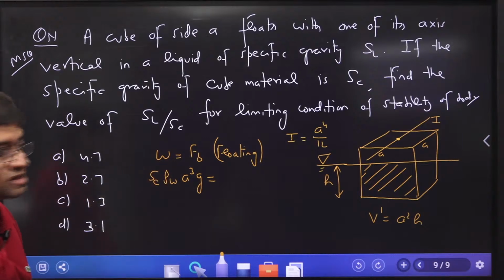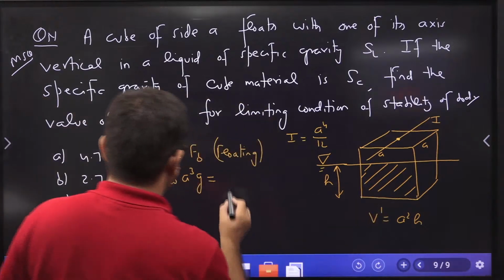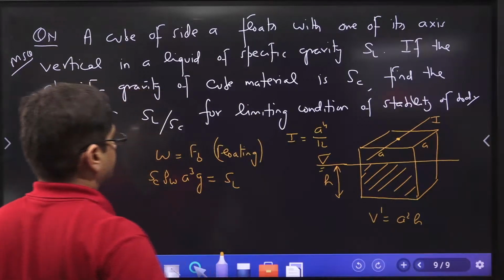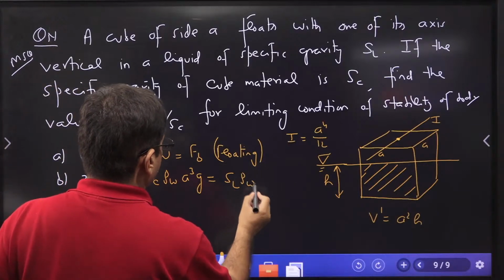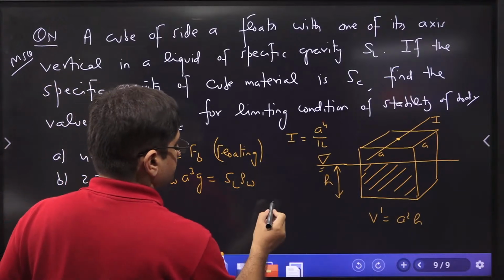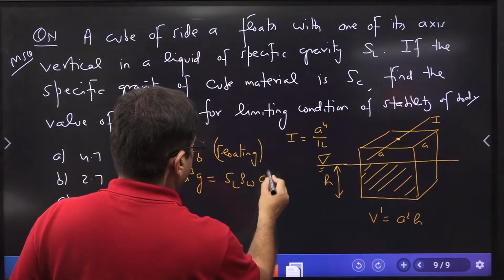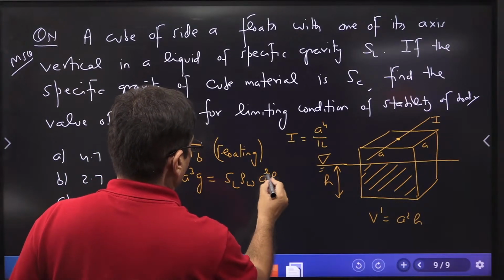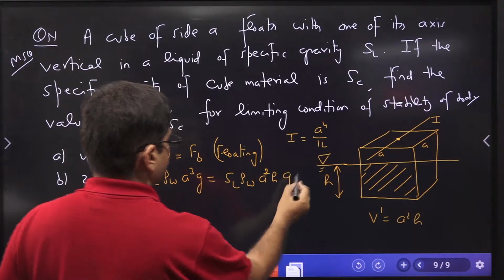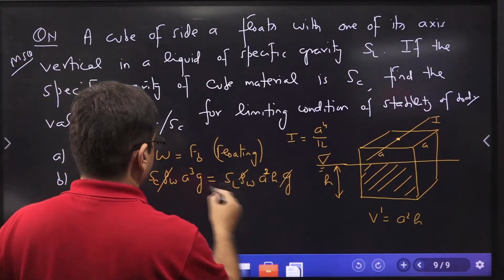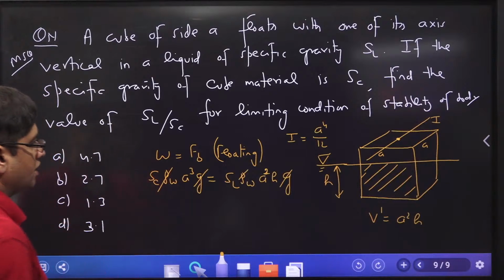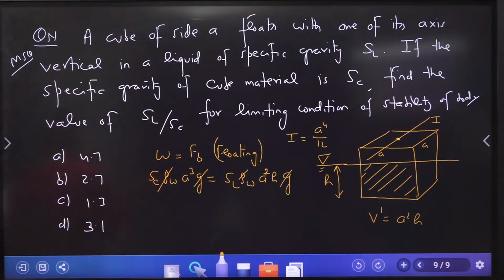How do we find the buoyancy force? To find its weight, it is specific gravity of the liquid into density of the water into volume displaced. How much is that? A square into h is the volume of the liquid displaced, into g. Right? Rho w will get cancelled, g will get cancelled, and what we will calculate from here is, let us say, s l over s c.